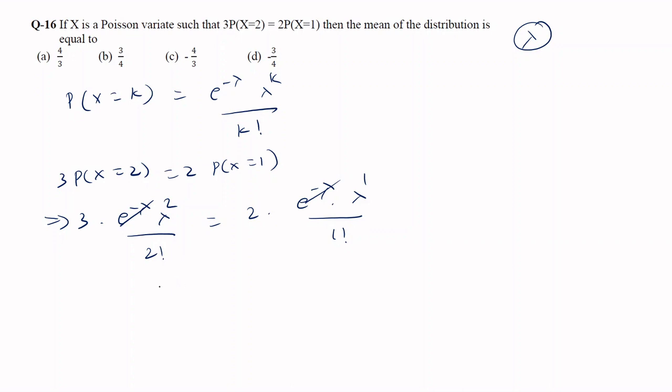And then if we bring lambda to the left hand side, lambda square by lambda is equal to 2 into 2 by 3. So 1 lambda will go. This is 4 by 3. As a result, lambda is equal to 4 by 3. This lambda is nothing but the mean. So the correct option is the mean of this distribution is equal to 4 by 3, which is option E.